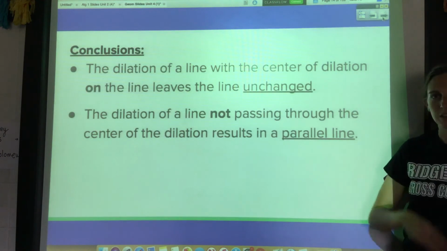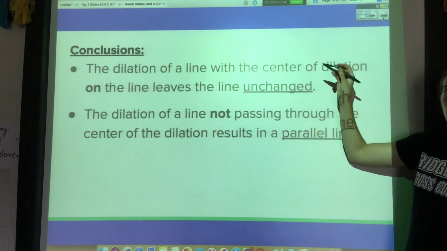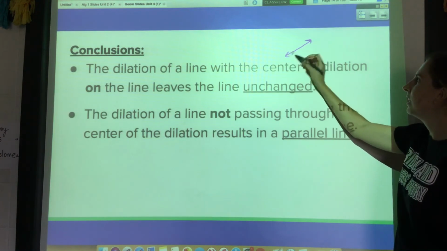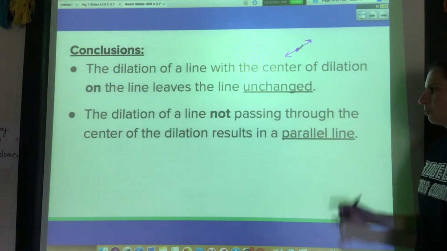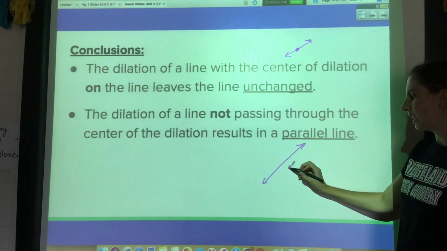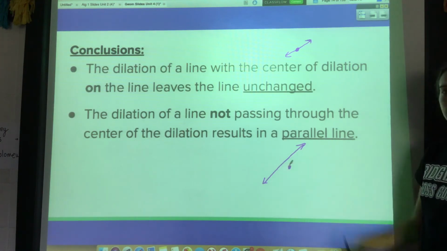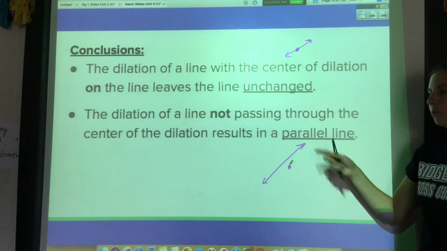So basically, here's our conclusions. If you dilate a line and the center of dilation is on the line, like here's the line, here's the center of dilation, it's not going to change it. But if you dilate a line and the center of dilation is over here or over here, it's going to either push the line away or draw it in, and so it will be a parallel line.